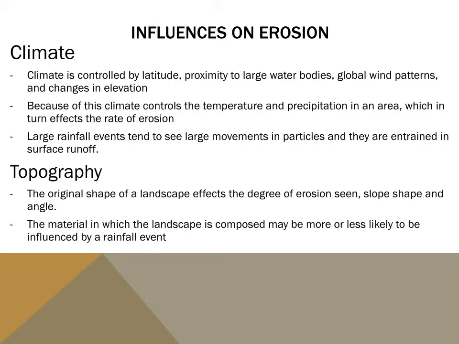The rate of erosion is dependent on a variety of factors, but none more so than climate and topography. In turn, climate is controlled by latitude, the proximity to large water bodies, wind patterns, and changes in elevation. Because of this, climates around the world vary. Climate is the main driver of temperature and precipitation.